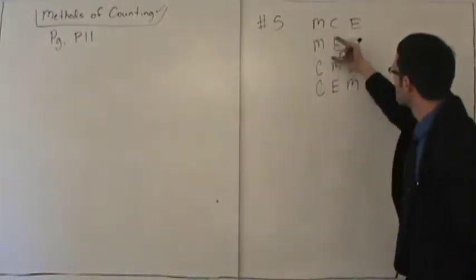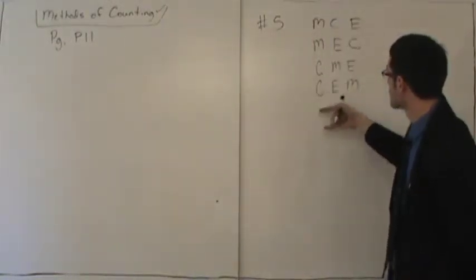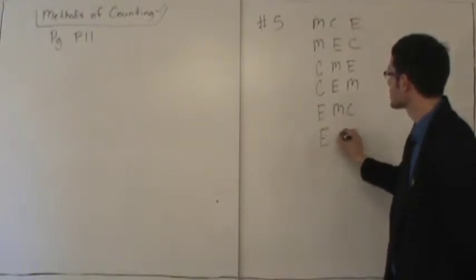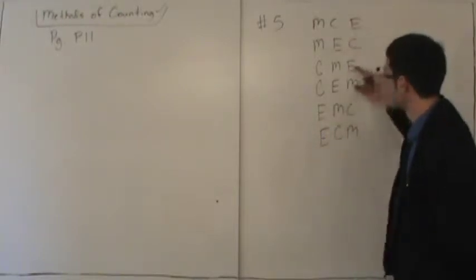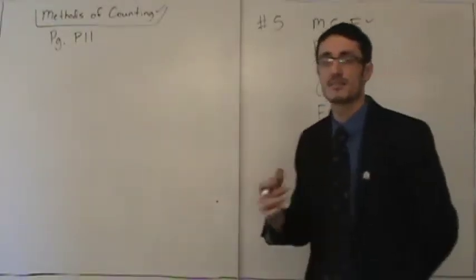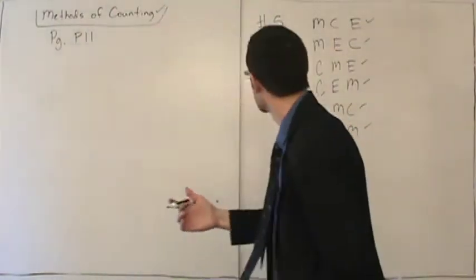Okay. Now, we've done math first. We've done chemistry first. What else could we do first? We could do English first, then math, then chemistry. We could do English, then chemistry, then math. So there it is. This is all your possibilities. 1, 2, 3, 4, 5, 6. There are 6 possibilities for the order in which you can do your homework.